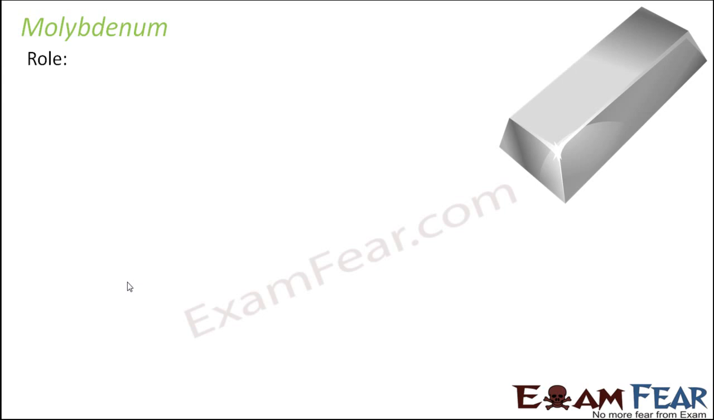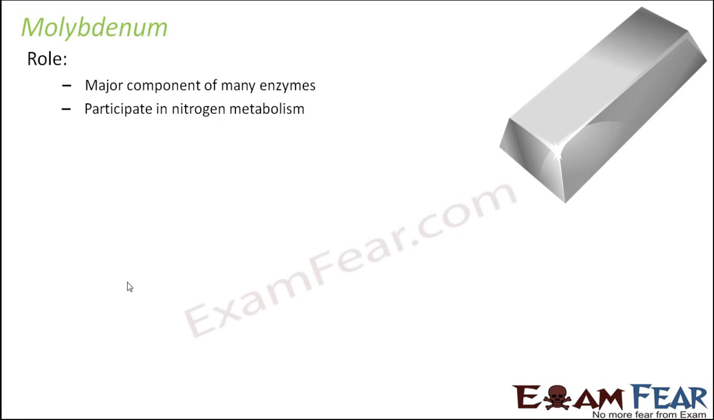Next is molybdenum. The role of molybdenum is as a major component of many enzymes. Examples of some of the enzymes are nitrogenase and nitrate reductase. All these enzymes contain a lot of molybdenum, and these enzymes play an important role in the nitrogen cycle. These enzymes reduce nitrates to ammonia. We will see that when we talk about the nitrogen cycle. They participate in nitrogen metabolism, as I said just now.